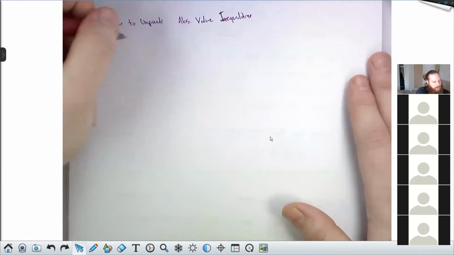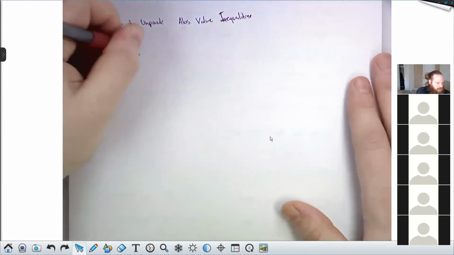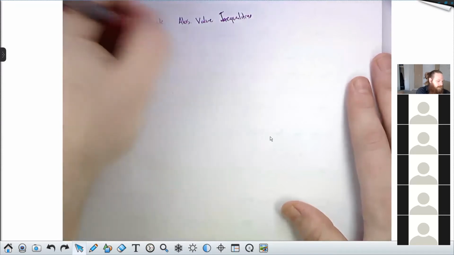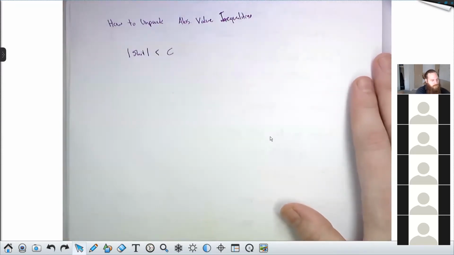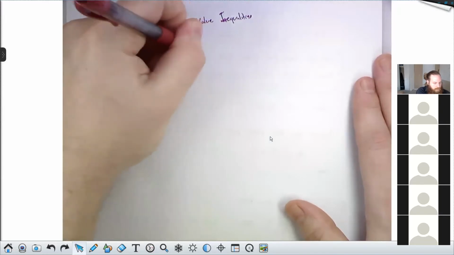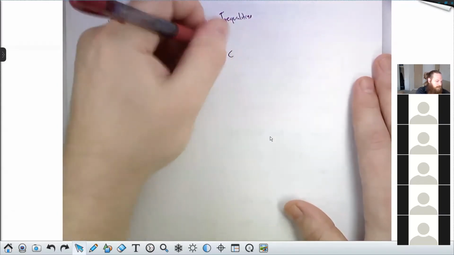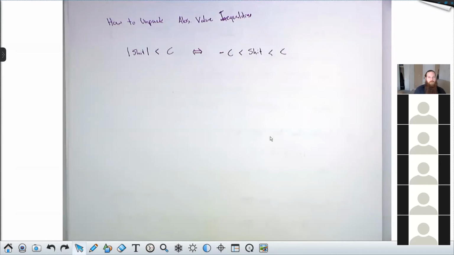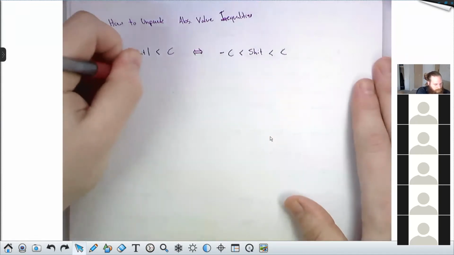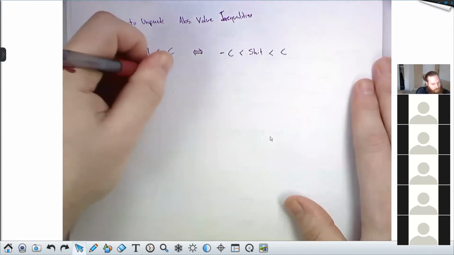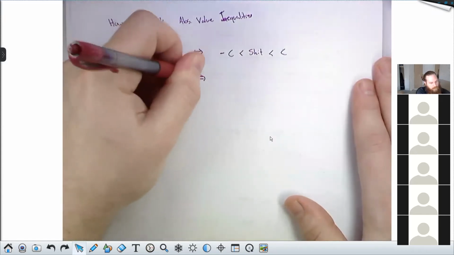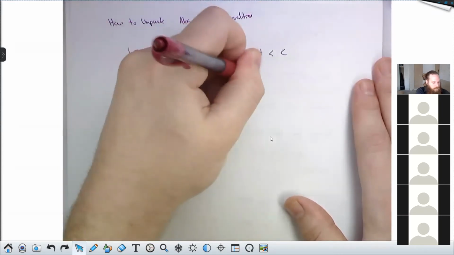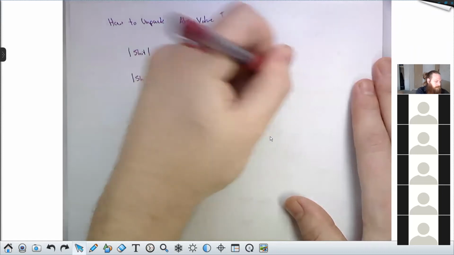If you have the absolute value of some expression is less than some constant, this unpacks as the negative version of that constant is less than that expression, which is less than the positive version of that constant. And then you would solve this. Similarly, if you have the absolute value of some expression is less than or equal to a constant, the exact same rule works. The negative version of that constant is less than or equal to that expression, less than or equal to the positive version of that constant.